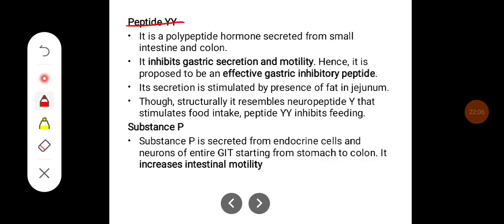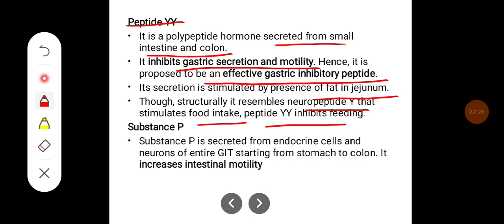Peptide YY is a hormone secreted from the small intestine and colon. It inhibits gastric secretion and motility, hence it is proposed to be an effective gastric inhibitory peptide. Its secretion is stimulated by the presence of fat in the jejunum. Though structurally it resembles neuropeptide Y that stimulates food intake, peptide YY inhibits feeding.